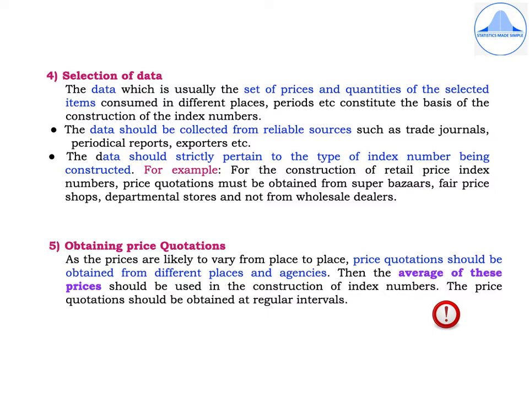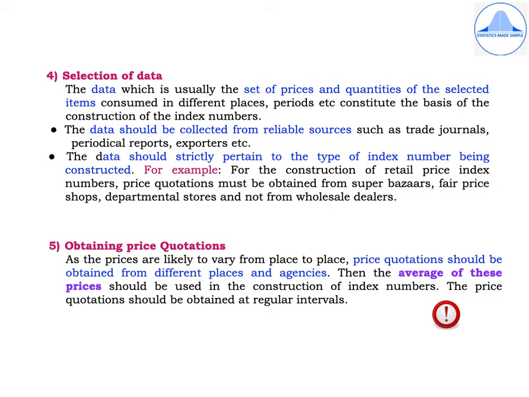The fourth step is the selection of data. Now, what is data? Data is usually the set of prices and quantities of the selected items which are consumed in different places and periods, and this constitutes the basis for the construction of the index numbers.